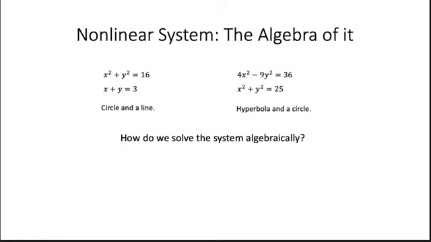Now, how are we going to solve these systems algebraically? Now, it all depends on what they look like. Over here with this system, I'm going to think about solving this using substitution. But because of the way this one is set up, where we have two x squared terms and two y squared terms, I feel like elimination might be the best method over here. Okay, so let's look at some examples and let's solve them algebraically.